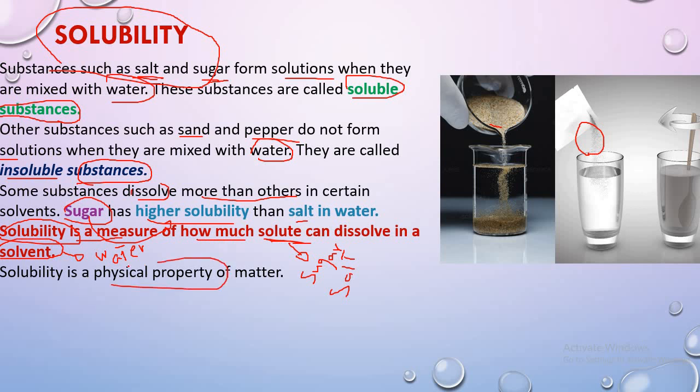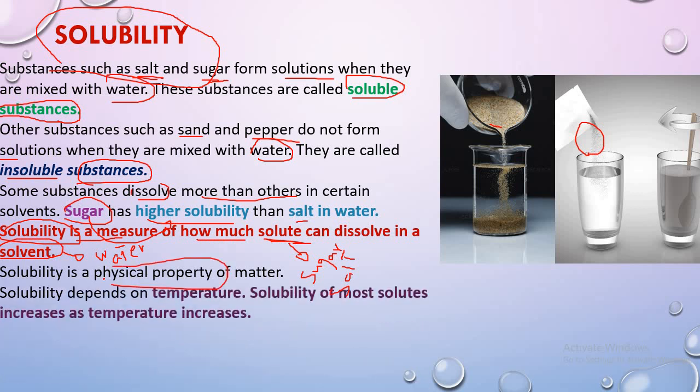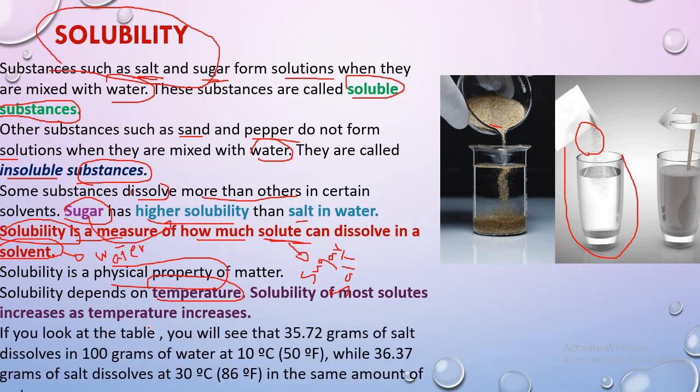Solubility is a physical property of matter. Solubility depends on temperature. When the temperature increases, solubility increases. For example, if I heat this glass on a stove and add sugar or salt, the solubility of sugar or salt increases. So when the temperature increases, solubility increases.